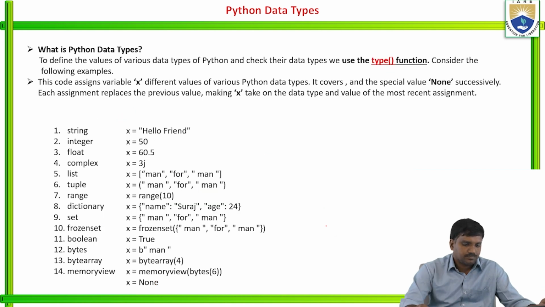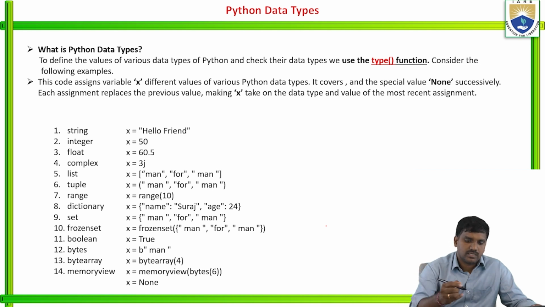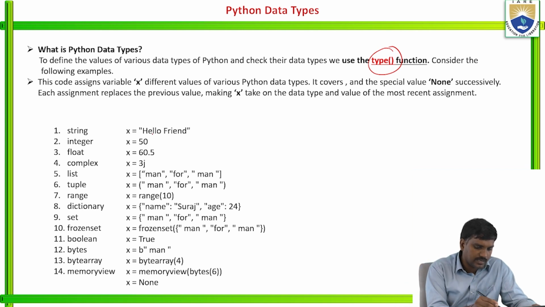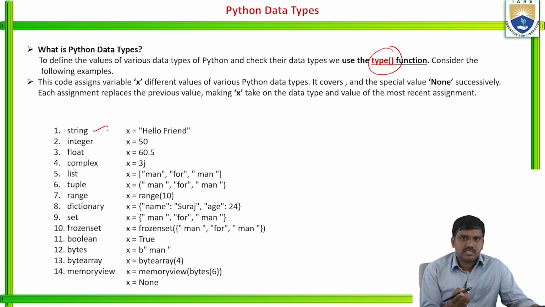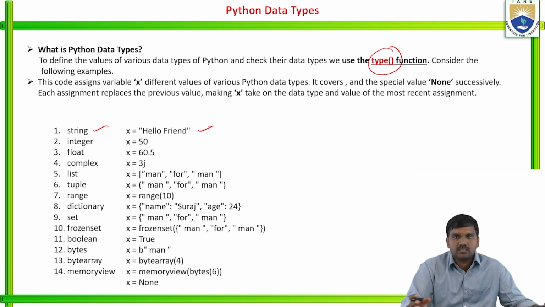Let's start with what a Python data type is. Just see an example here to define the values of various data types in Python and check their data types. You just use type() with brackets. Consider the following examples. Here x takes different values. For example, to denote a string, x is equal to a group of letters, like "Hello friend". This is the representation.